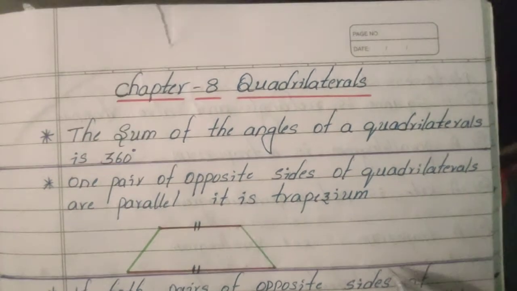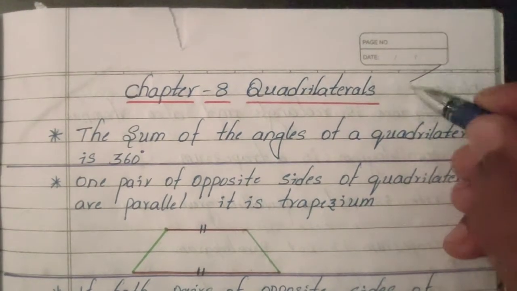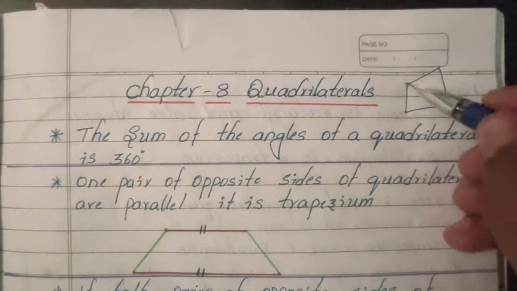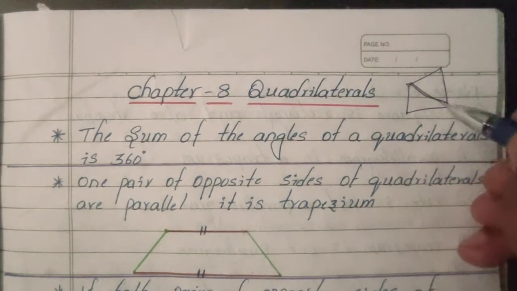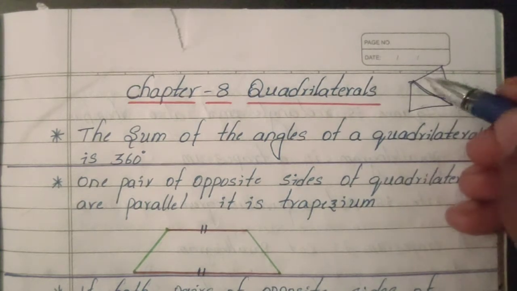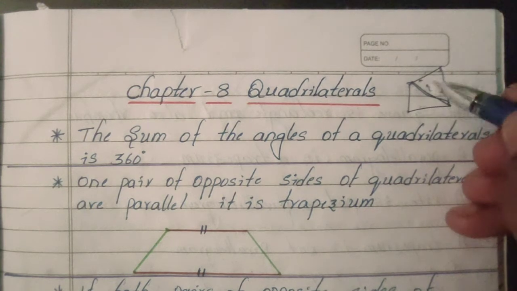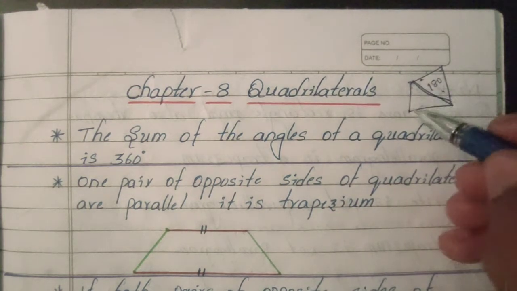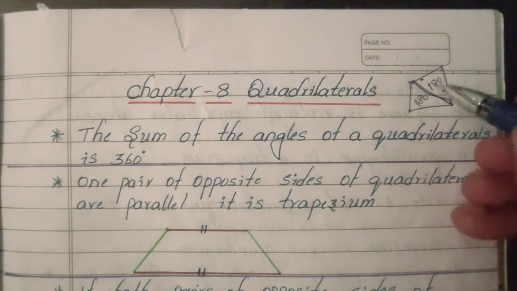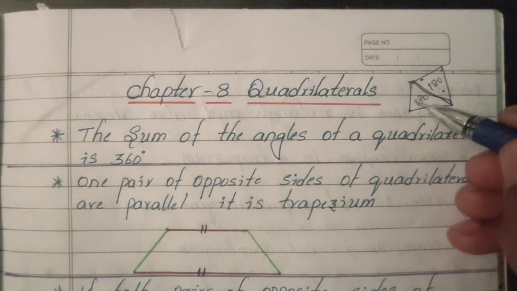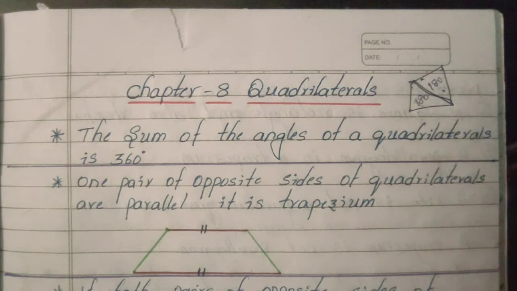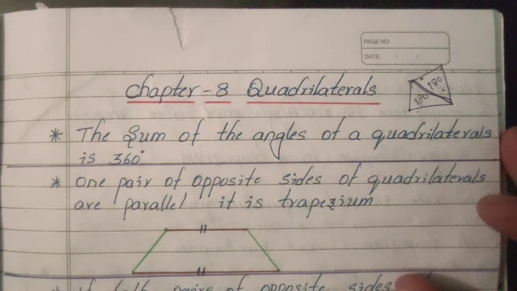Let me draw and show you. This is one quadrilateral. If I draw one diagonal, there you can see 2 triangles. The sum of the 3 angles of this triangle is 180. The sum of the 3 angles of this triangle is also 180. The total sum of these angles inside this quadrilateral will be 360 degrees.